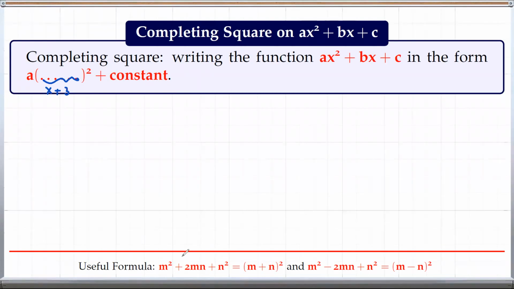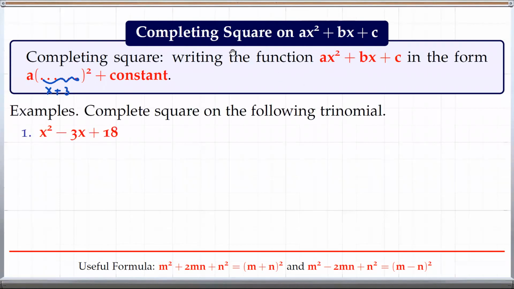To complete squares, these formulas over here, m squared plus 2mn plus n squared equals m plus n squared, and m squared minus 2mn plus n squared equals m minus n squared, will be very useful. So we will be using these formulas to complete squares. Let's look at some examples. Here is the first example.